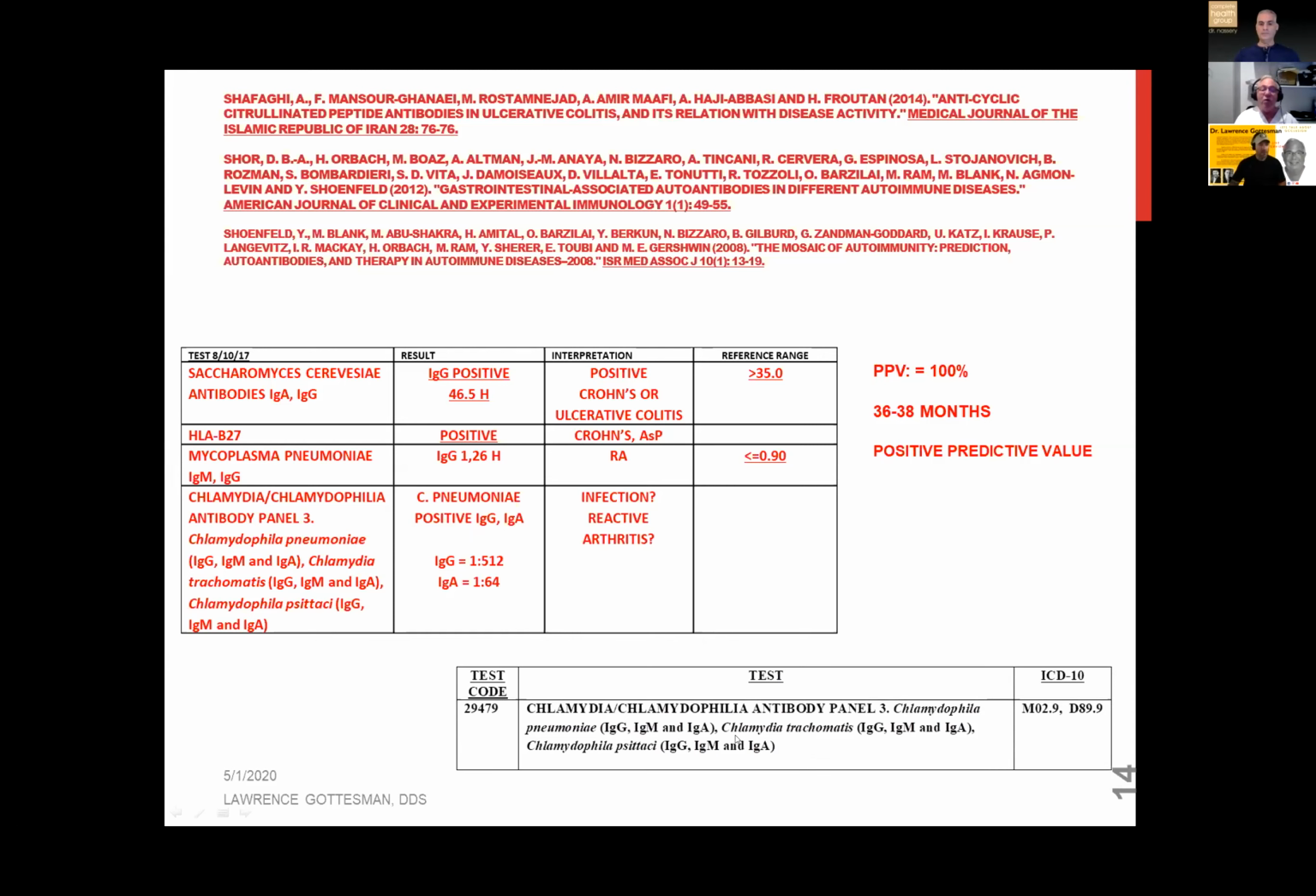And here's how I order the chlamydia profile. I want all 3 of these in my blood study. I don't want to keep having to send the patient back with just a chlamydia group, which doesn't tell me specifically which one.